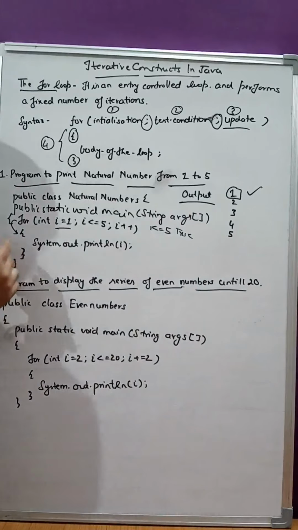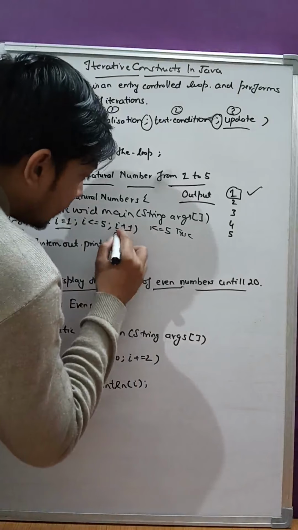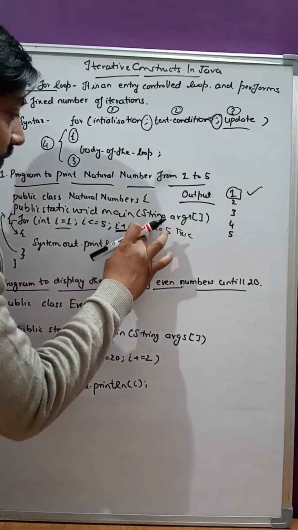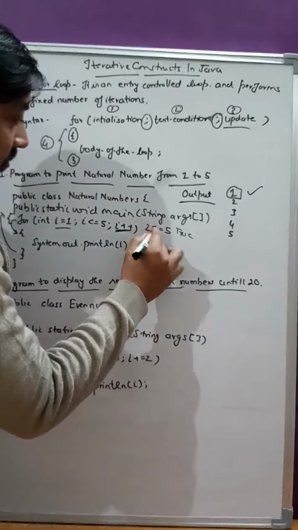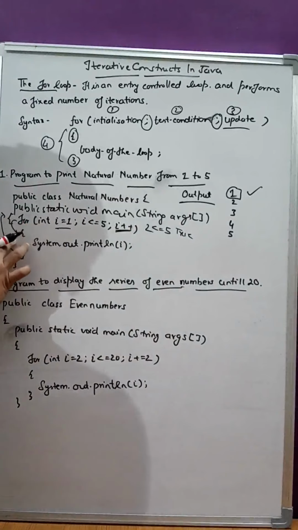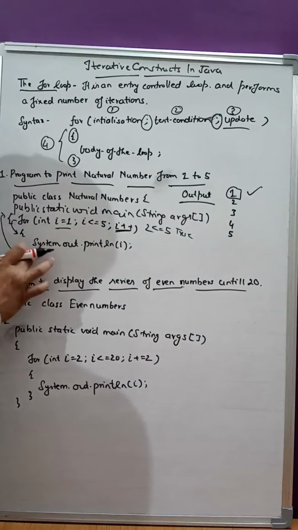Now when the second time the loop will run, this is the postfix increment operator, so it will be executed when the second time the loop runs. The value of I is updated by 1, that is equal to 2. So 2 less than equal to 5, this condition is still true. So again you will be executing the statement inside the body of this loop.